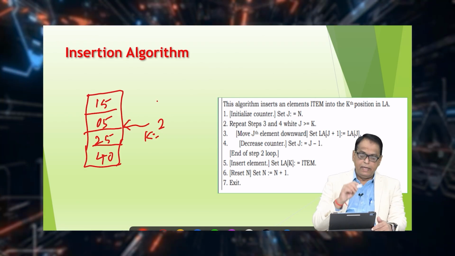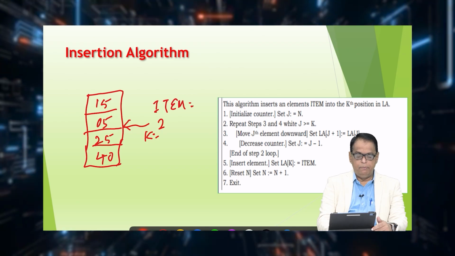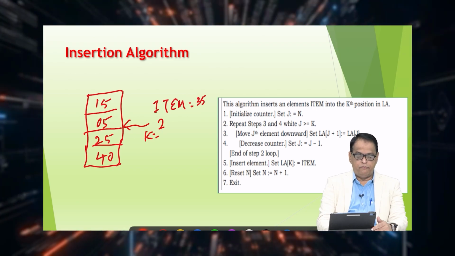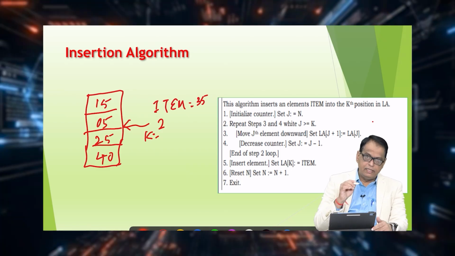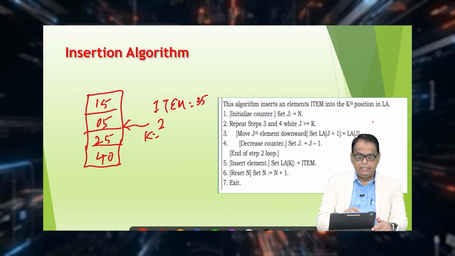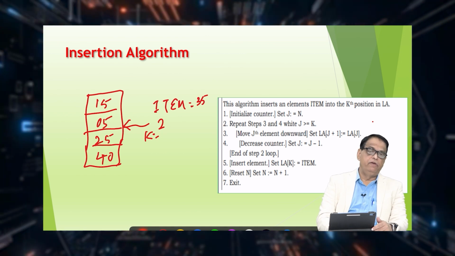So I want to add a new element, and the value of the new element, that is the atom, will be 35. Now I want to add this element 35 into my existing array, and I want to add it at the second position, where k is equal to 2.